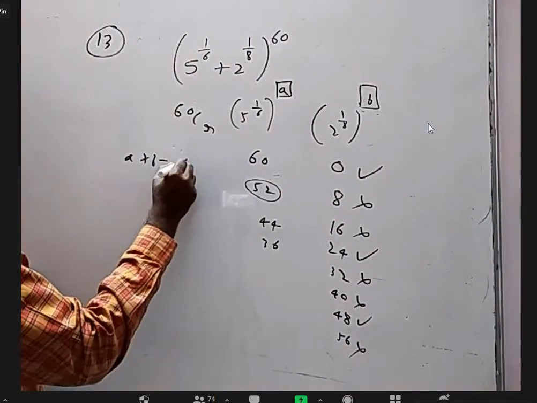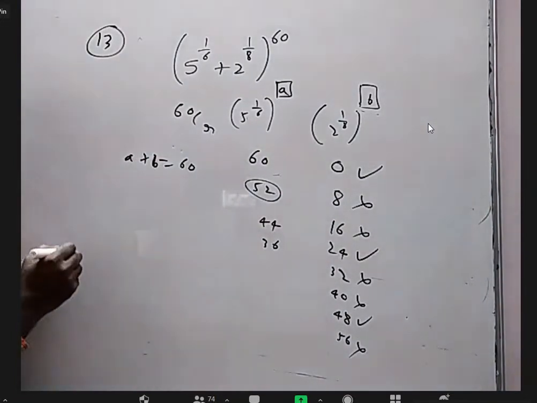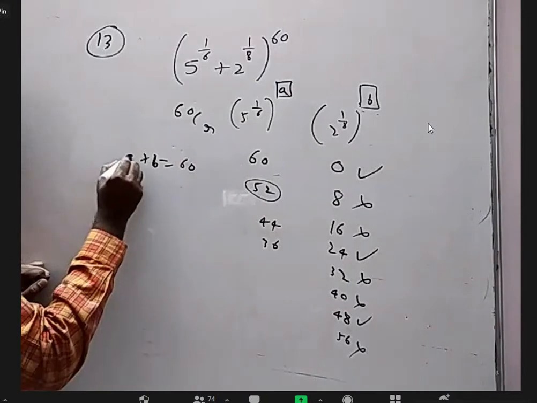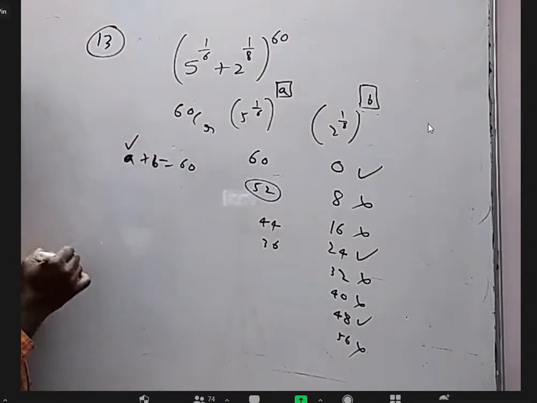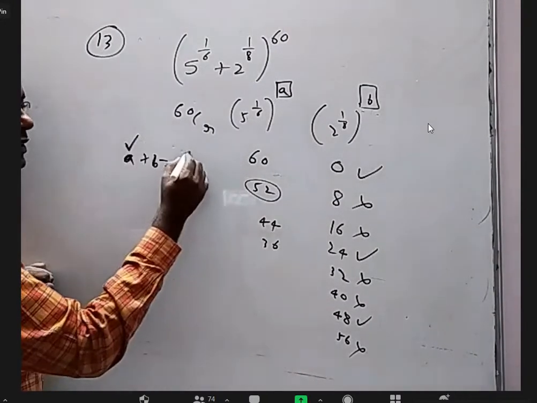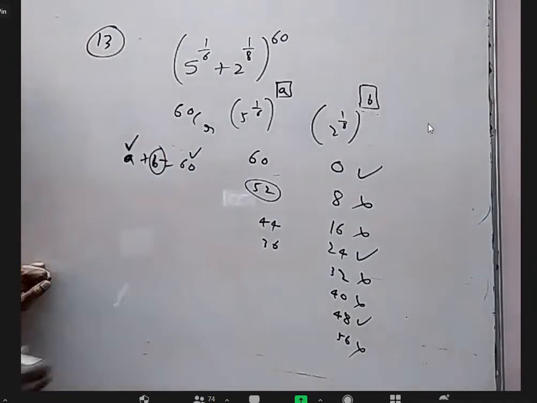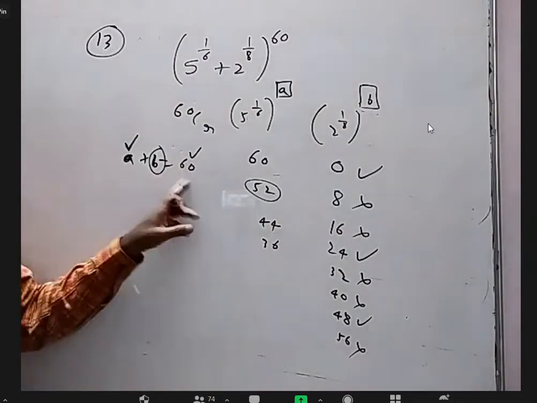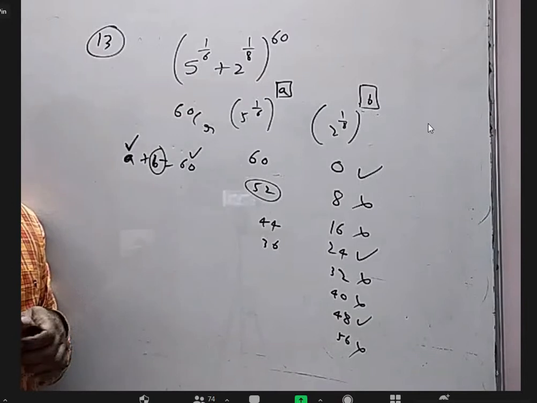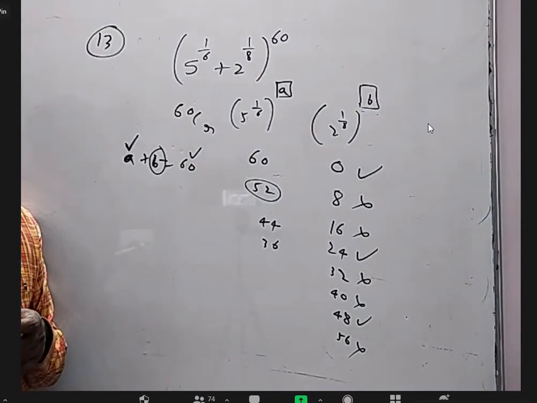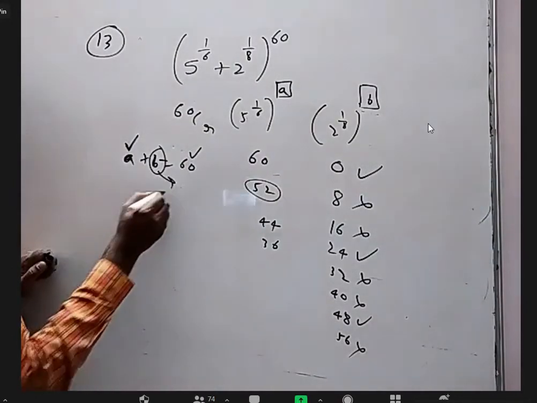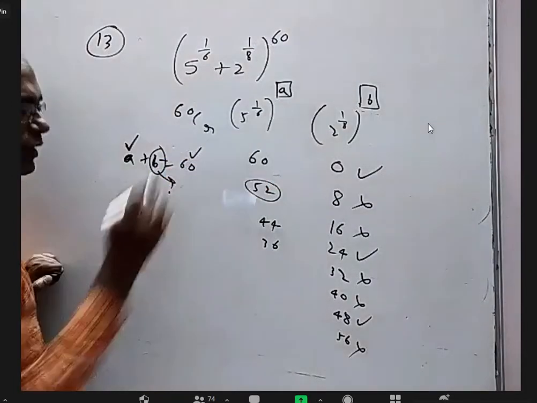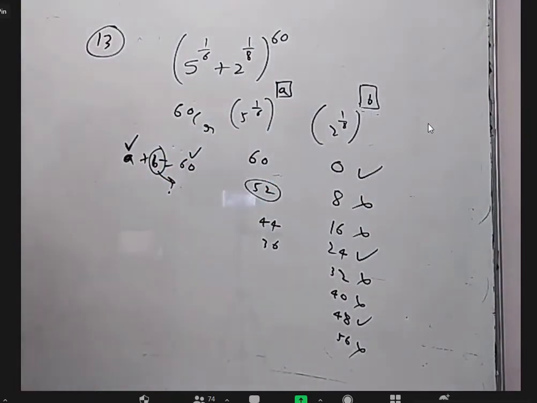A plus B should be 60. Am I right? Yes, sir. Okay, and you already said this should be a multiple of 6. If this is multiple of 6 and this is multiple of 6, what should B be? 60 minus this. Difference of two multiples of 6, should it be a multiple of 6? Yes, sir. Okay, so B should be multiple of 6 and already it should be multiple of 8. If something is multiple of 6 and 8, it is multiple of what?